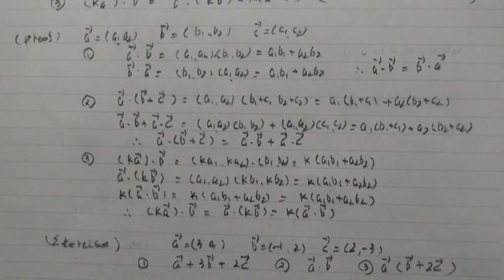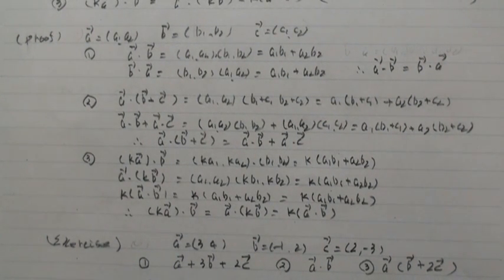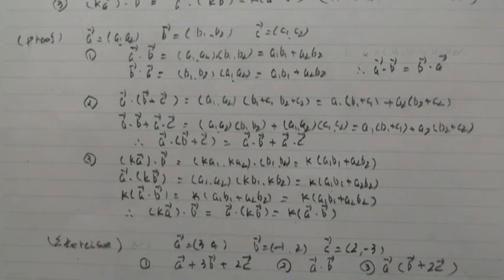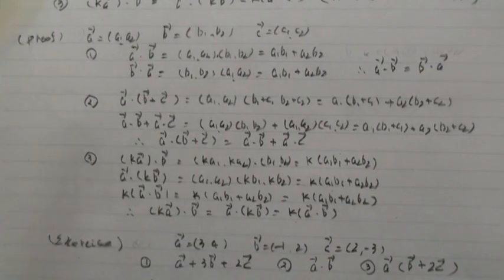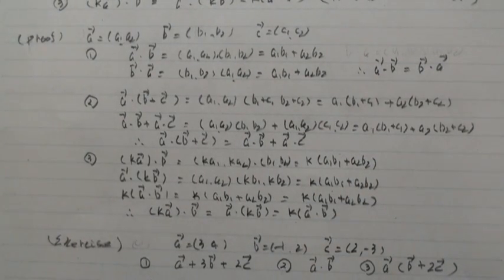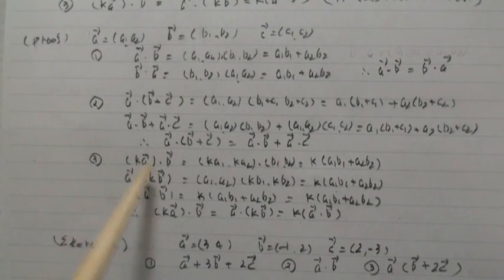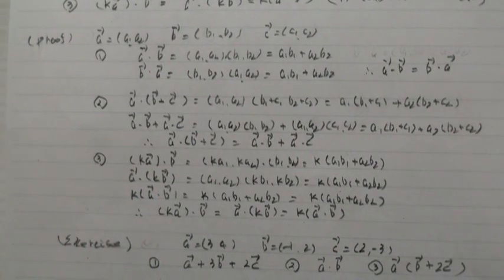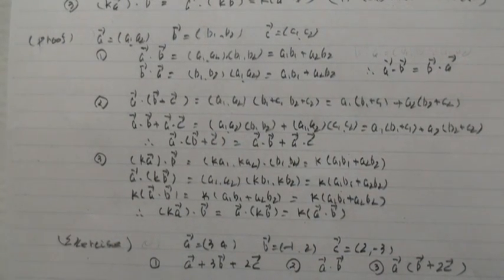And step 3: K A·B equals, and this is, then this is. And it's similar: A·(K B) equals, this is. And K times (A·B) equals, this is. Then this is equal.